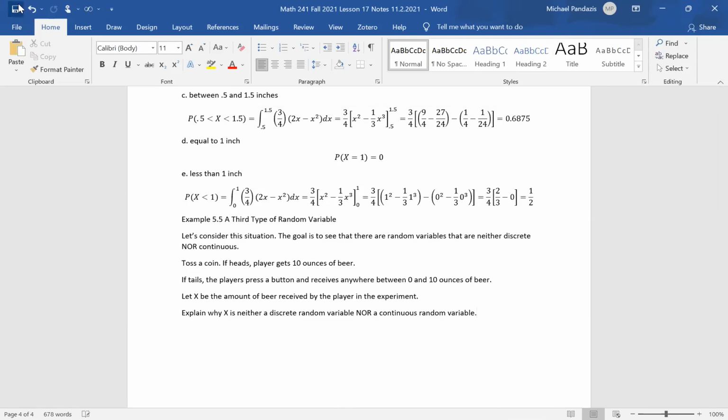So you toss a coin. If it's heads, you get 10 ounces of beer, and if it's tails, you press a button and receive anywhere between 0 and 10 ounces of beer. X is the amount you get. So we want to show why X is neither discrete nor continuous.